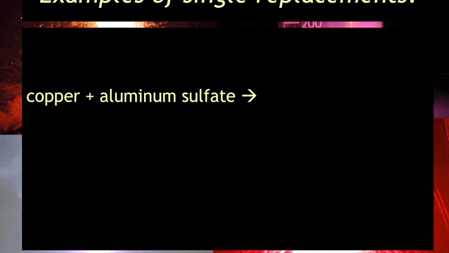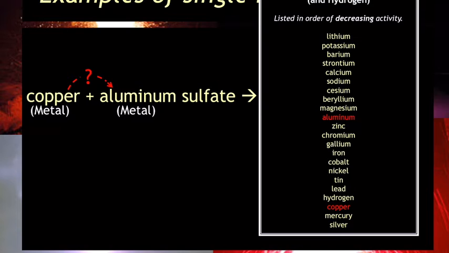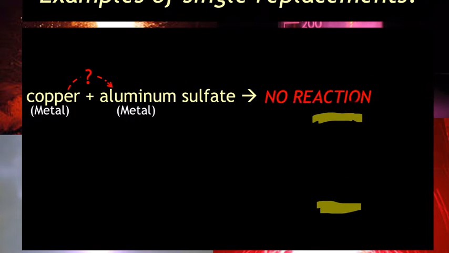Let's try another one. If we have copper plus aluminum sulfate, we are going to check the activity series. Aluminum is higher on the activity series than copper, so we have no reaction.